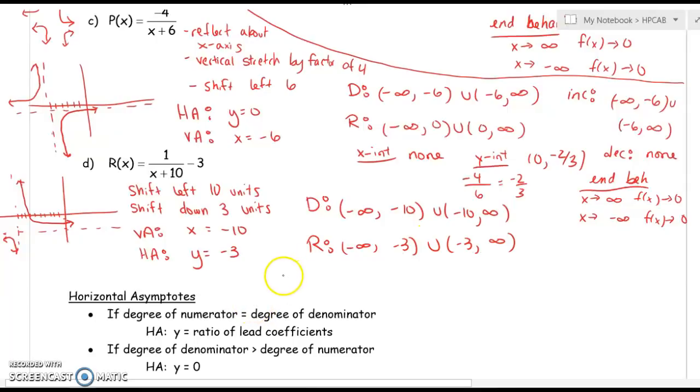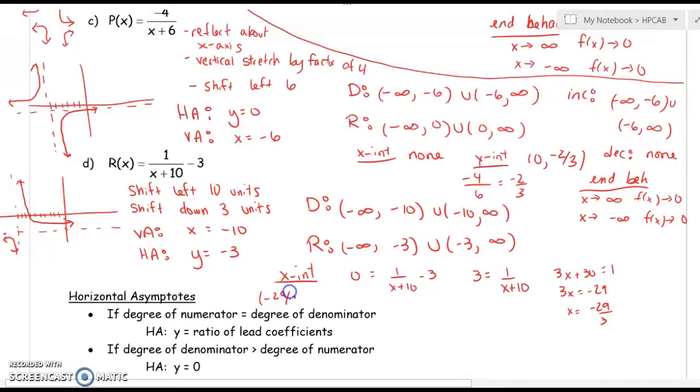All right, as far as the x-intercepts go, this time we're actually going to have one. You can kind of see that we're going to have one. X-intercept is when y equals 0, so you've got 0 equals 1 over x plus 10, minus 3. Add the 3, you're going to have 3 equals 1 over x plus 10. Cross multiply, you're going to get 3x plus 30 equals 1. Subtract the 30, you get -29. Divide by 3, you're going to get -29/3. Not the nicest number, but that's going to be your x-intercept.